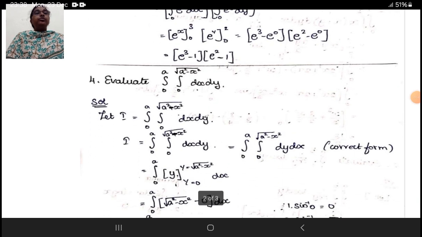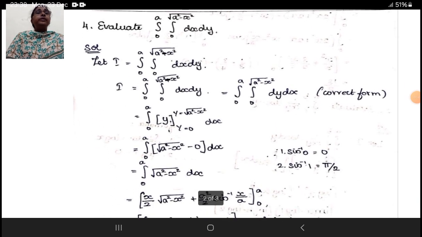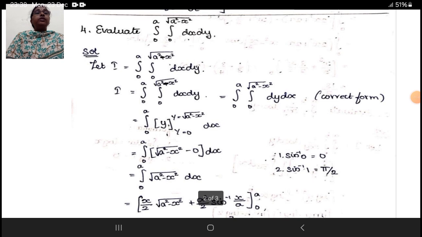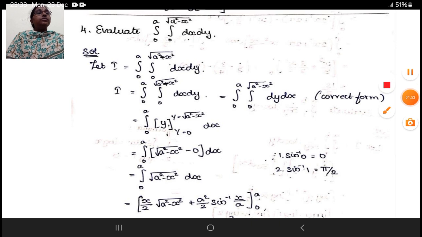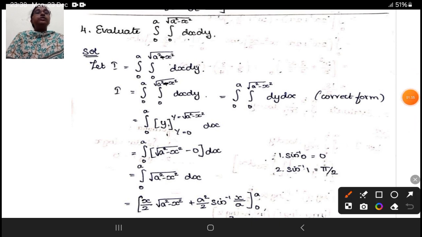Next we move on to a little bit more complicated problem: evaluate the integral from 0 to a, 0 to root of a square minus x square, dx dy. Once the variables come, we want to check whether the given function is in the correct form or not. We can't change the integral limits or the function, but we can change the strips. How do we change that?